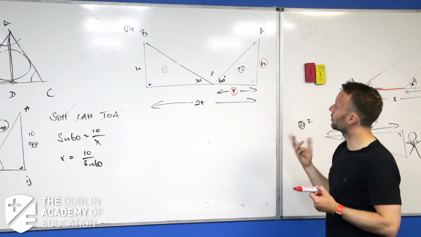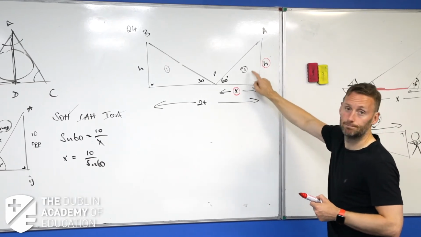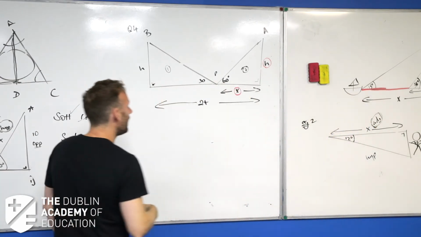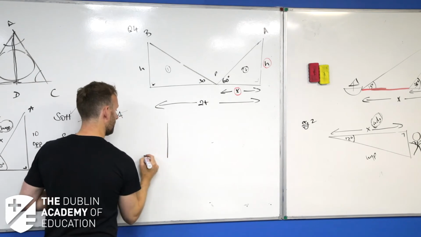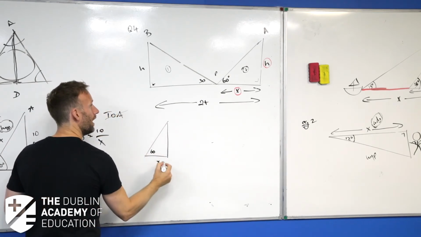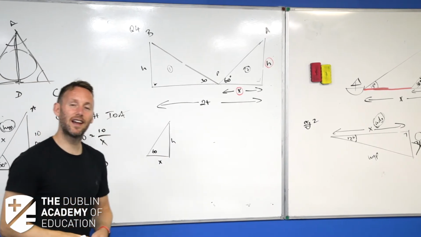So what right angle triangle do you think we'll deal with? Well, where is the h and x? It's in this one, right? It's that one there. So if I was just to take that right angle triangle out and work on its own, 60, x, h, that's what we have. And the examiner says, write h in terms of x.